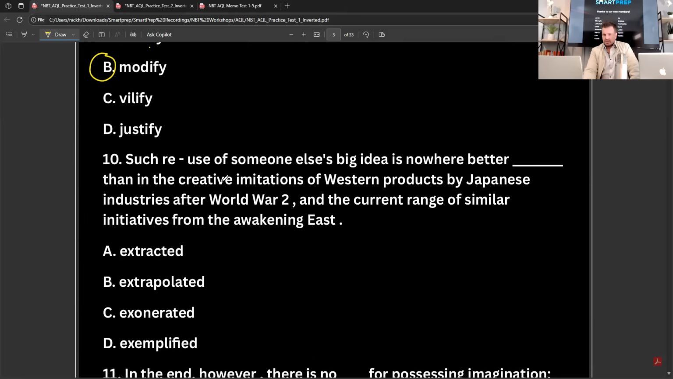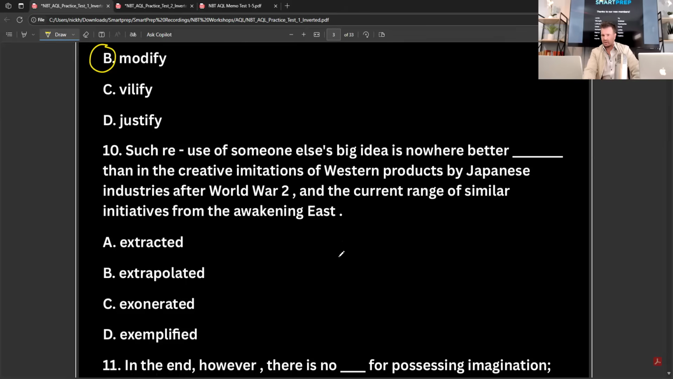Such reuse of someone else's big idea is nowhere better. So now we can see it's following on from this previous thing. If you look at them in context with one another, it makes a little bit more sense. Okay, so such reuse of someone else's big idea is nowhere better something than in the creative imitations of Western products by Japanese industries after World War II. Okay, better.